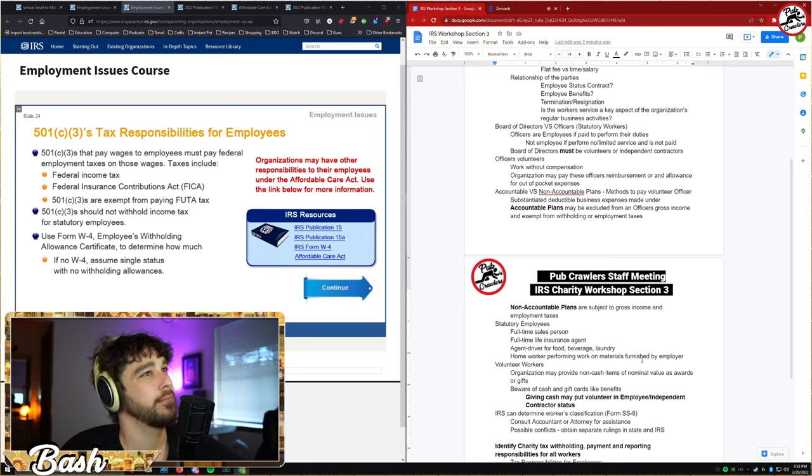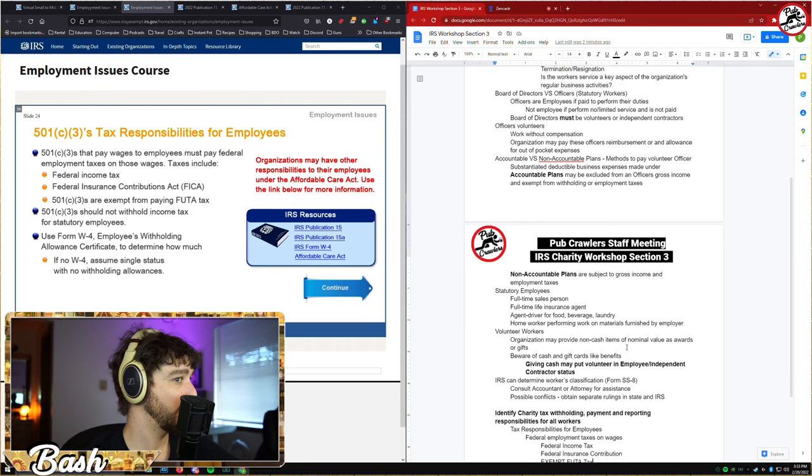Okay. But what about statutory workers? Because it said statutory employees were like full-time salesperson, full-time insurance agent, agent drivers, and home workers.